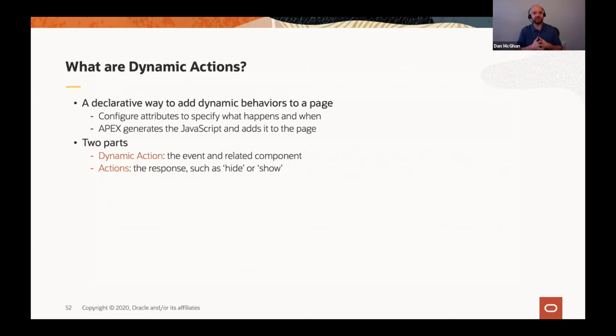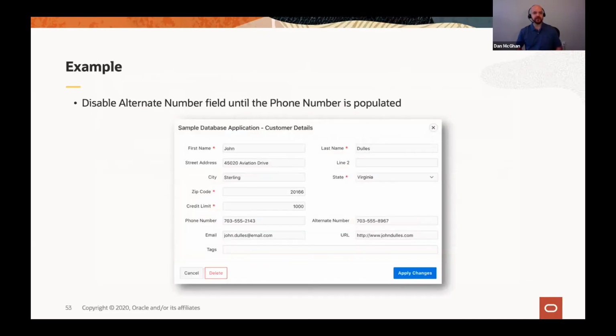And then the actions you can think of as the children. These are what are going to happen as a response to the dynamic action itself. Perhaps you'll hide or show some child element or something like that. So here's an example I often use where maybe you have a requirement where it says you need to disable the alternate phone field until the phone number field is populated.